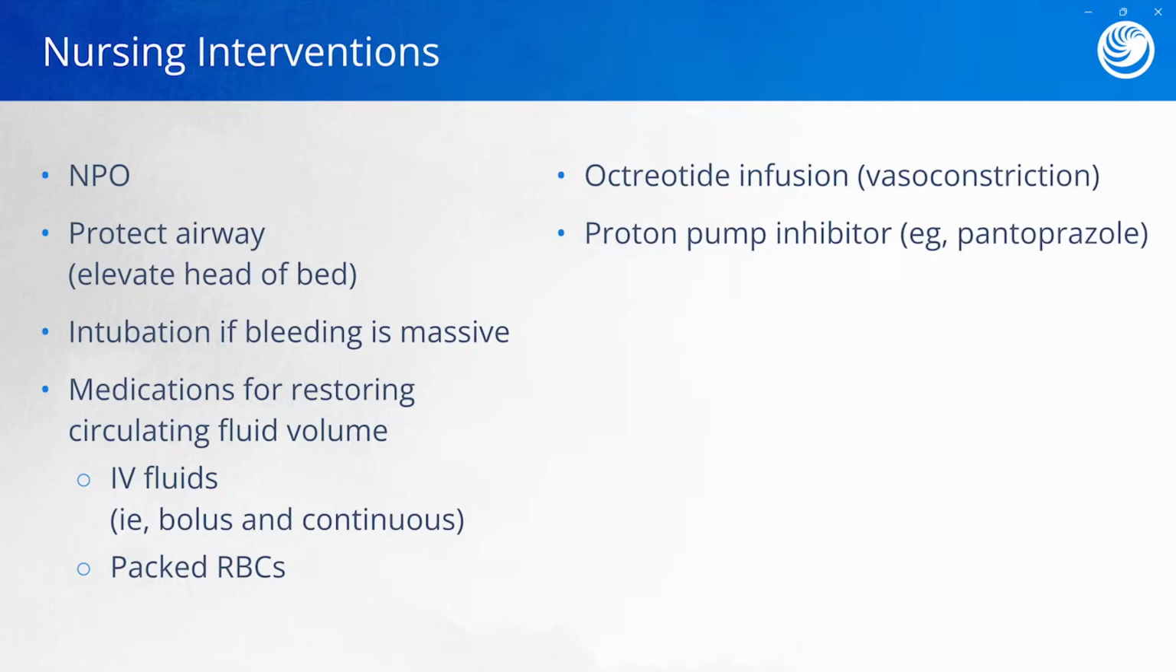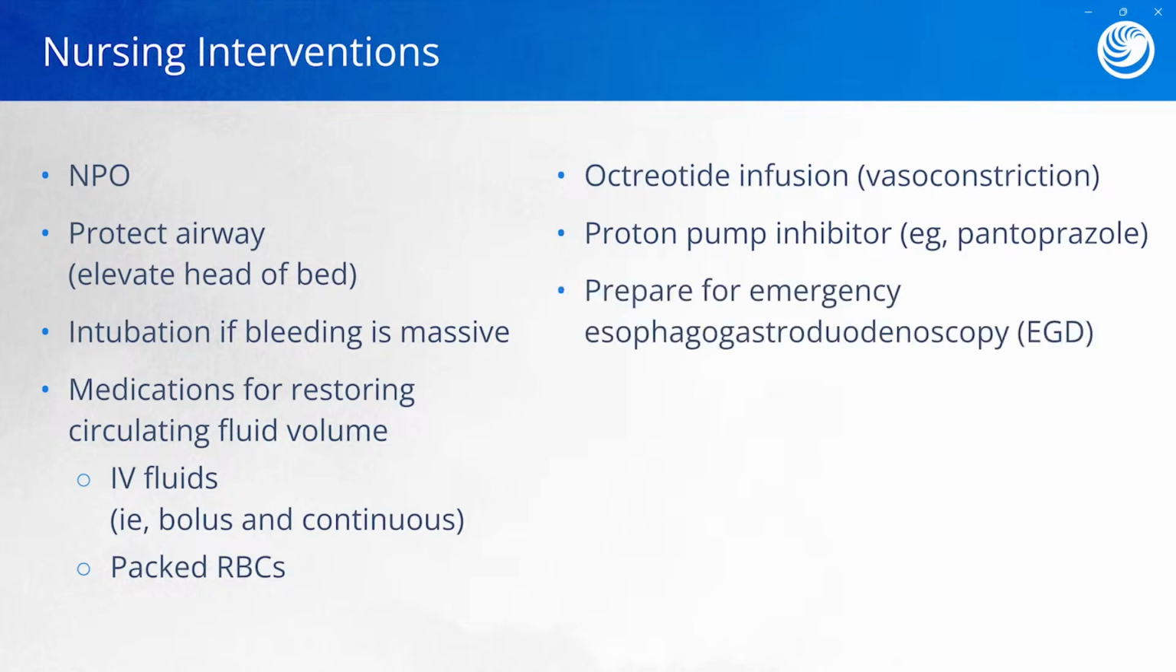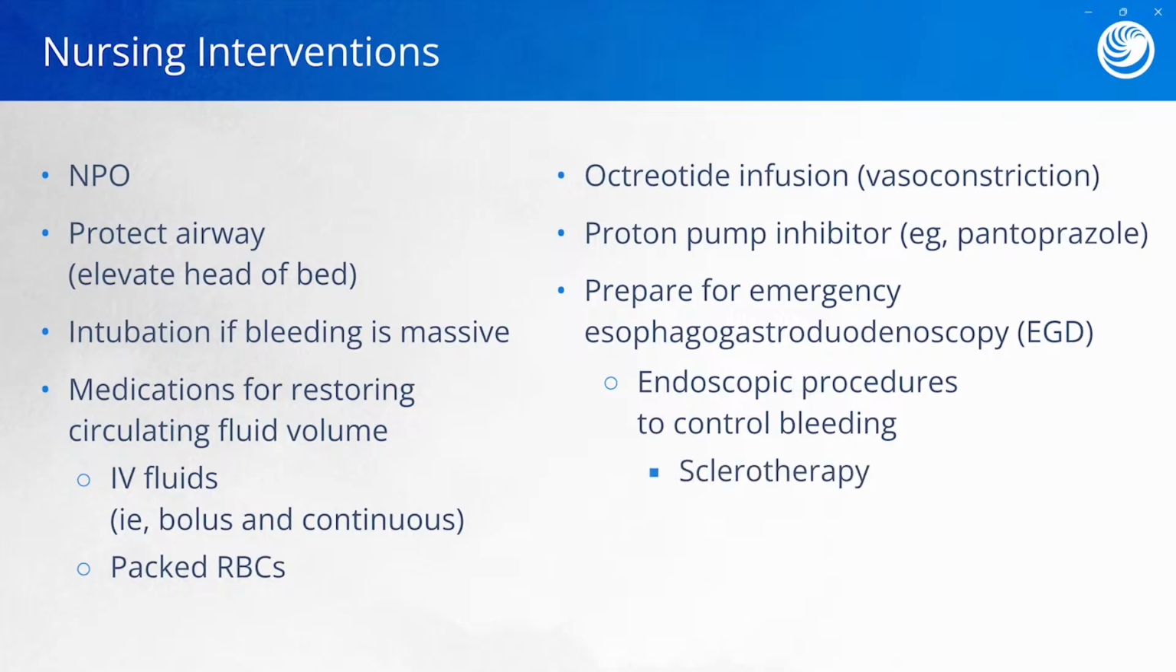Additionally, a proton pump inhibitor may be used to help reduce stomach acid and prevent any irritation of those bleeding vessels. This bleeding isn't going to be managed just by clotting alone, so the patient is going to be prepared for an emergency EGD procedure. Once a client goes for an EGD procedure, there's a number of different ways that the bleeding can be controlled, whether that's sclerotherapy, which is taking a medication and injecting it directly into the vein to control bleeding, band ligation, taking a rubber band and placing it around those varices to stop the flow of blood.